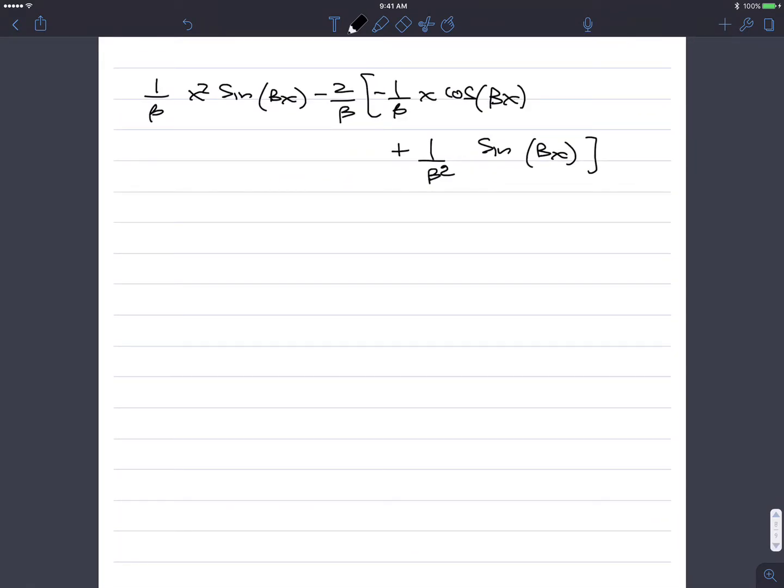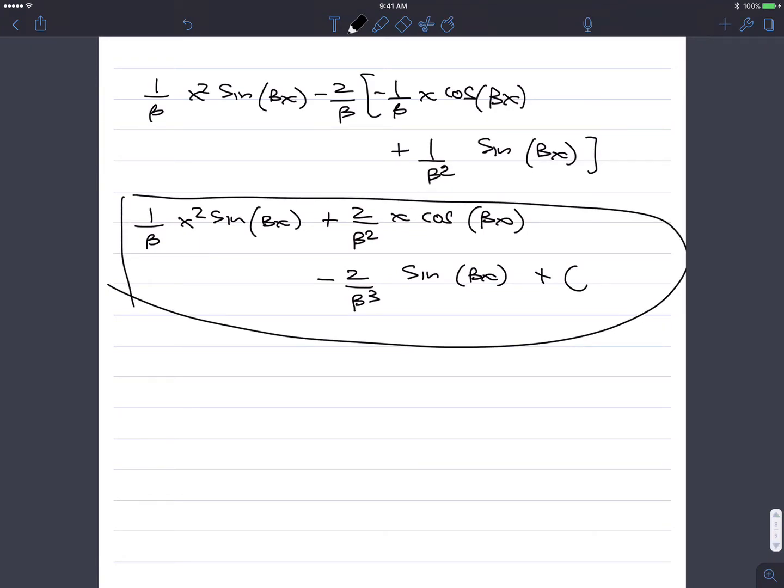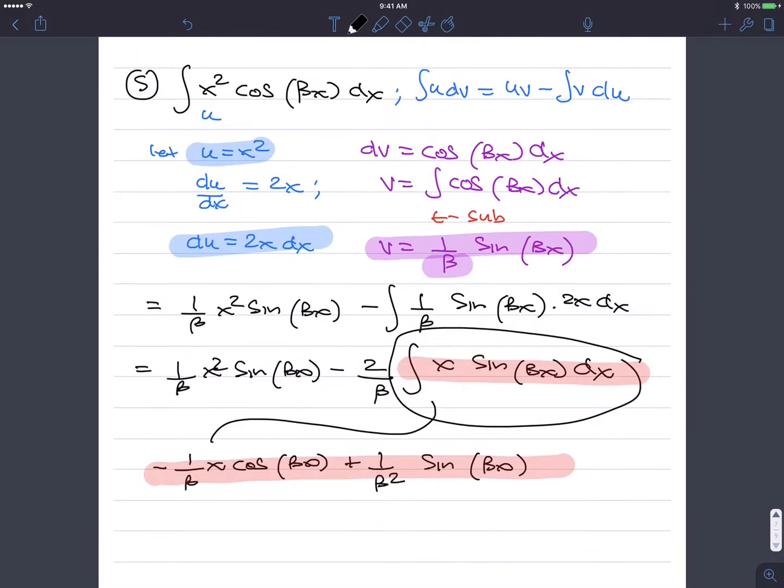Okay. Let's simplify this here. We get 1 over beta. Let's put it a little lower. I get 1 over beta x squared sine beta x plus 2 beta squared x cosine beta x minus 2 beta cubed, looks like, sine beta x. Don't forget to add your c. This is the integral. That was number 5.